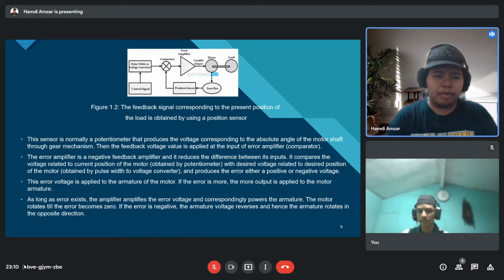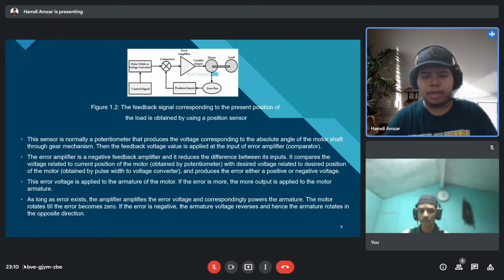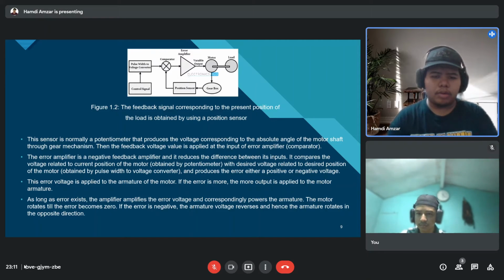The error amplifier is a negative feedback amplifier and it reduces the difference between its inputs. It compares the voltage related to the current position of the motor obtained by the potentiometer with the desired voltage related to the desired position of the motor obtained by the pulse width to voltage converter, and produces the error, either a positive or negative voltage. This error voltage is applied to the armature of the motor.